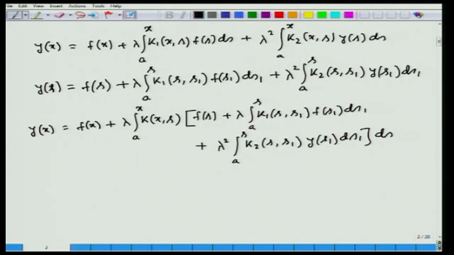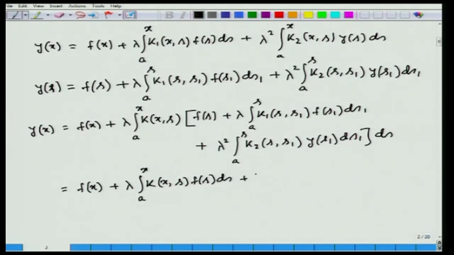So, using the procedure as we have adopted earlier, and also using the definition for the third iterated kernel, we can reduce this expression into the following form using successive steps. From here we can write f(x) plus lambda integral a to x of k(x, s) f(s) ds. This is the first term.